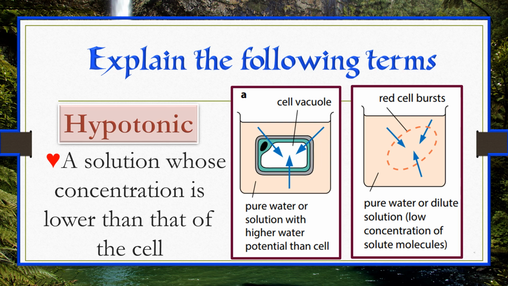The same applies to the red blood cells. If it is dropped into pure water or dilute solution, that is a solution with low concentration of solute molecules, water is going to be drawn into the red blood cell because the surrounding water is hypertonic. This will cause more water to enter the red blood cell, which is going to cause it to burst.